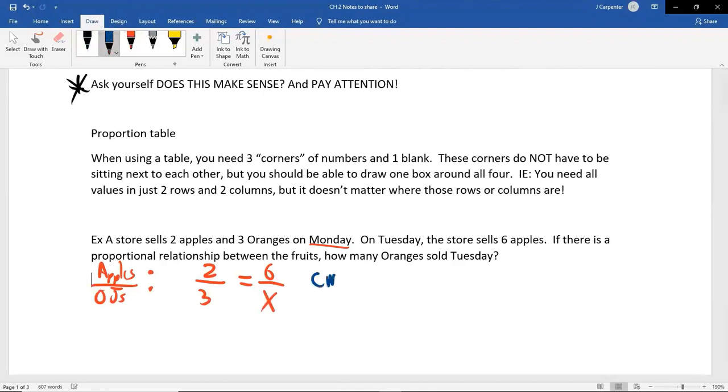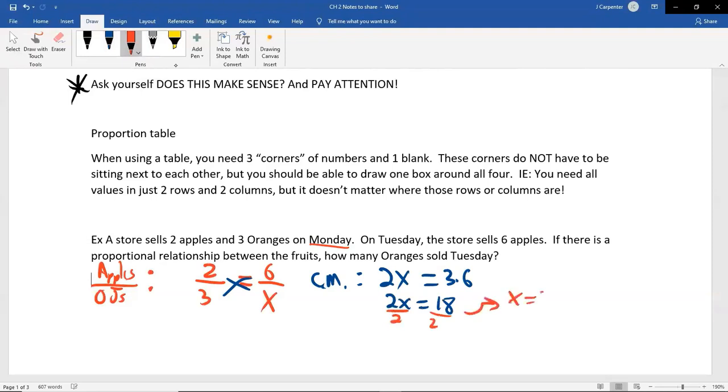You're going to take this and you're going to CM, which stands for cross multiply. So we take the 2 times the X and the 3 times the 6. Here's the 2 times the X. You set it equal to the 3 times the 6. And 3 times 6 is just 18. So we get 2X is equal to 18. We went over how to solve an equation like this last time. You divide both sides by the number paired with your variable, divide by 2. And what you get is that X is equal to 9.